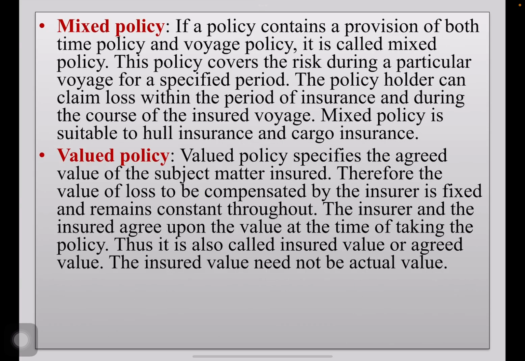Mixed policy. If a policy contains a provision of both time policy and voyage policy, it is called mixed policy. This policy covers the risk during a particular voyage for a specified period. The policy holder can claim loss within the period of insurance during the course of the insured voyage. Mixed policy is suitable for hull insurance and cargo insurance.